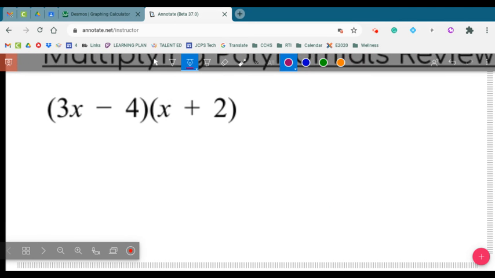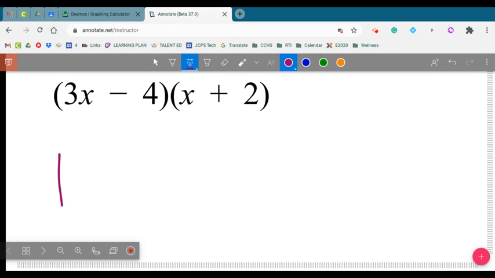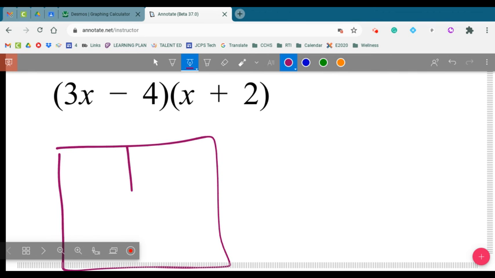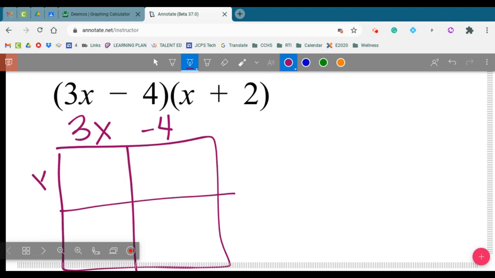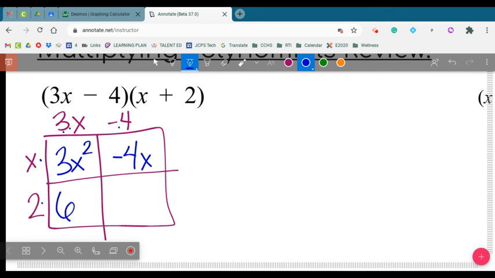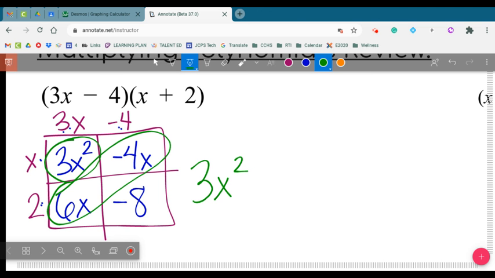Okay, so our first one, we have a 2 by 2. So we're going to create our box. 3x and negative 4 and x and a positive 2. So we're going to have 3x times x is 3x squared. Negative 4 times x is negative 4x. 3x times 2 is 6x. And then negative 4 times 2 is negative 8. Combine like terms, 3x squared. Combine your diagonals, so 6 minus 4 is going to give me 2x. And then negative 8.